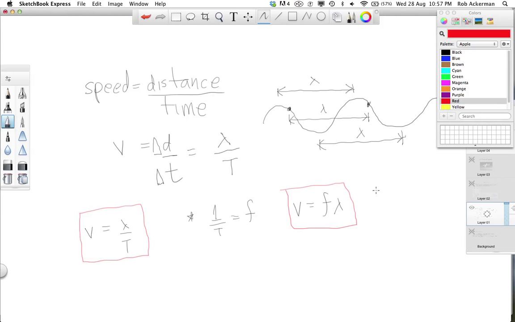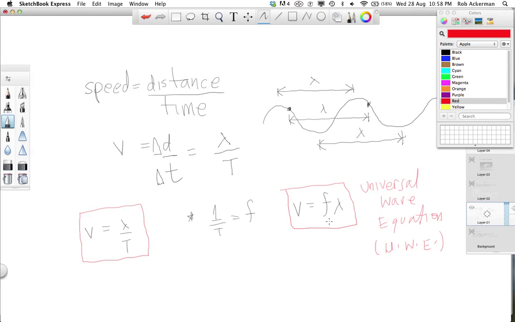And this is known as the universal wave equation, or I like to write UWE because I'm lazy like all physicists and I don't want to keep writing universal wave equation. That's it. Speed equals frequency times wavelength.